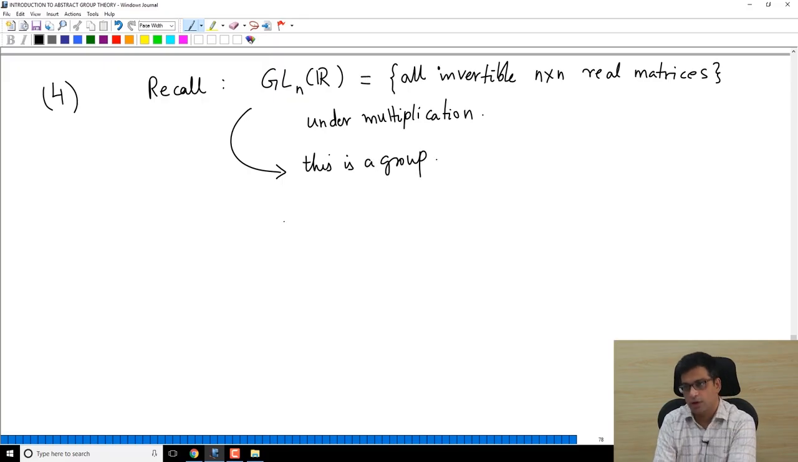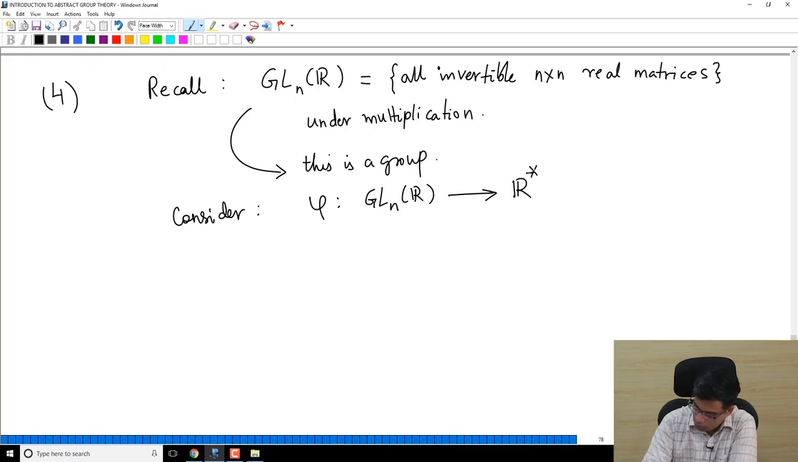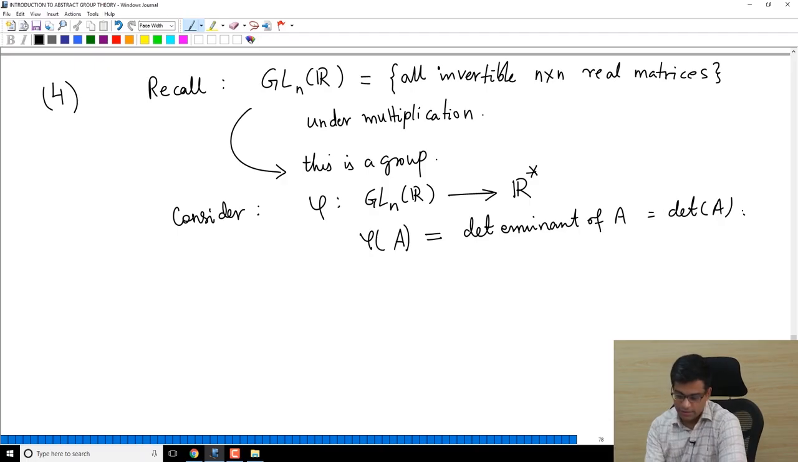Now we all know what determinants of functions are. So I consider the determinant function. So let's take phi from GLNR to non-zero real numbers. So I take a matrix A and I define phi of A to be determinant of A, which is simply written det A. So det A is the function which sends A to determinant of A. This is a function. So is phi a group homomorphism?